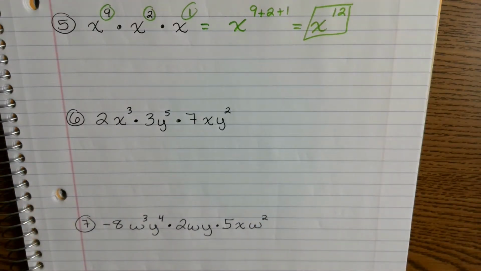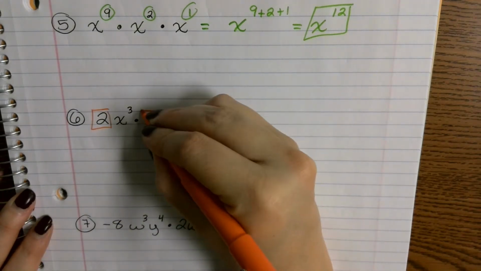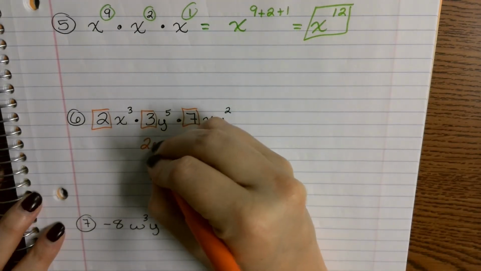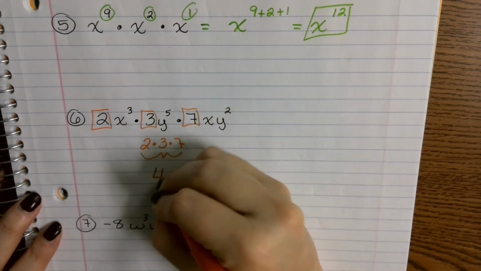Problem number 6, Emmanuel. Not Emmanuel, I'm so sorry. Emiliano. 42 x to the 4th power y to the 7th. Very good. 42 x to the 4th, y to the 7th. Again, if you break this down, you've got 2 times 3 times 7 that you can do. 2 times 3 times 7, that's going to yield the 42.